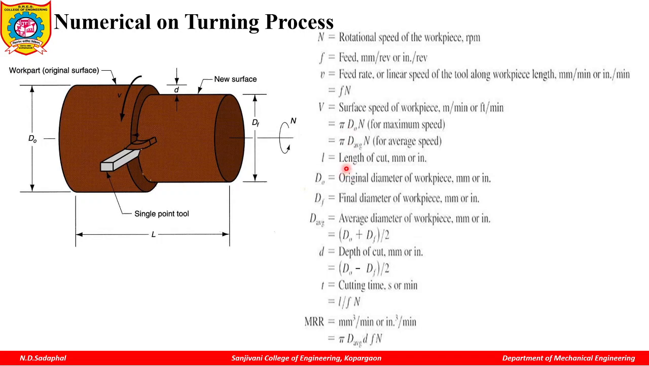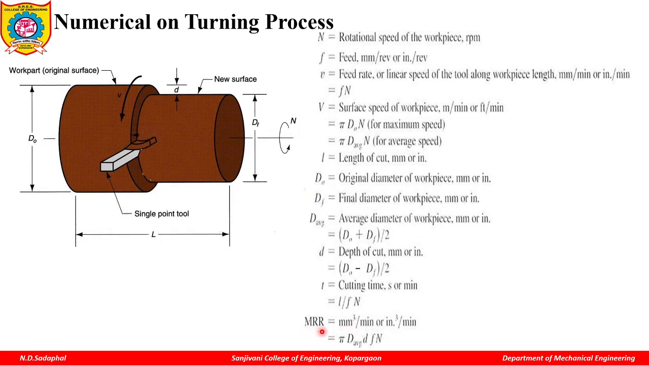Then L is the length of cut, for which length you are doing the operations, that is the capital L. By mistake here small l is written, it is the capital L. DO is the original diameter, DF final diameter, D average formula we have seen, small d depth of cut. Then cutting time, if you want to find out the cutting time, so how will you calculate it? The formula is given: L upon f into N. So that is the formula of calculating cutting time, capital L upon f into N.